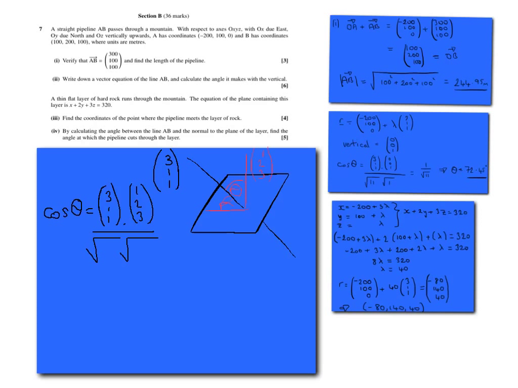On the top we use the dot product, and on the bottom we need to find the magnitudes. 3 squared plus 1 squared plus 1 squared gives 11. 1 squared plus 2 squared plus 3 squared gives 14. Simplifying gives us 3 times 1 plus 2 times 1 plus 3 times 1 gives us 8 over the square root of 11 times 14.